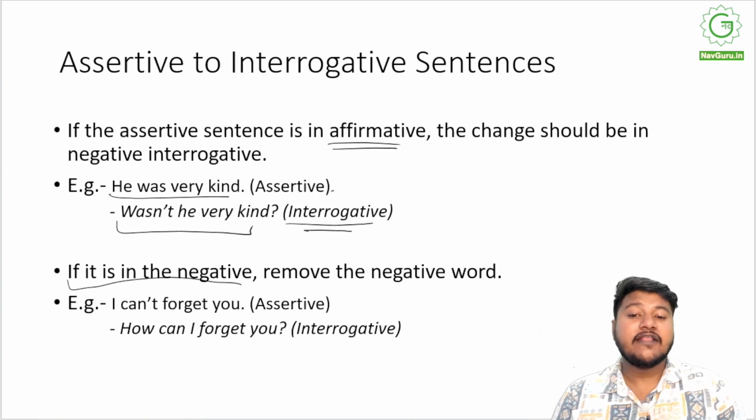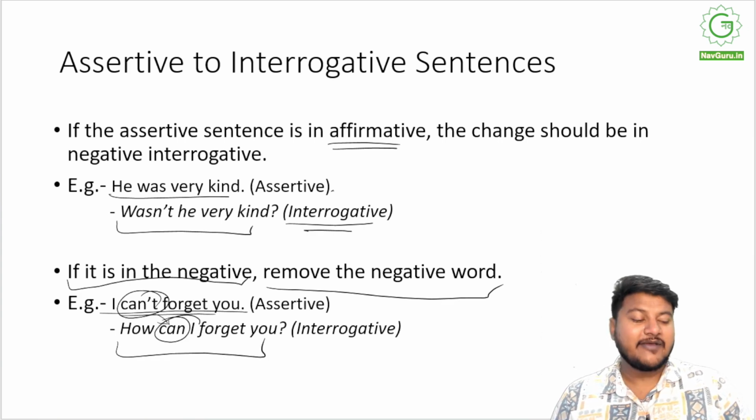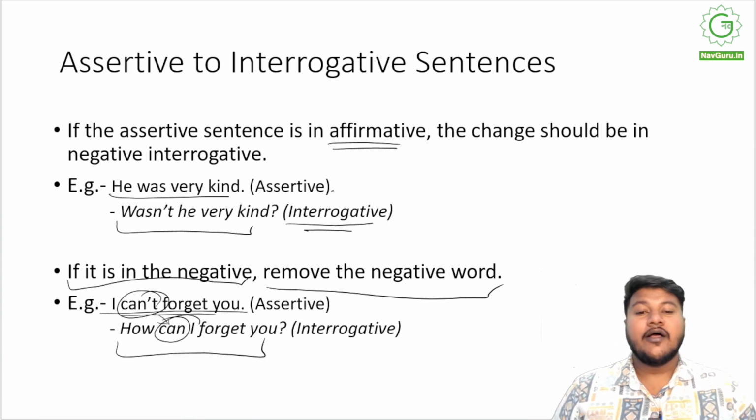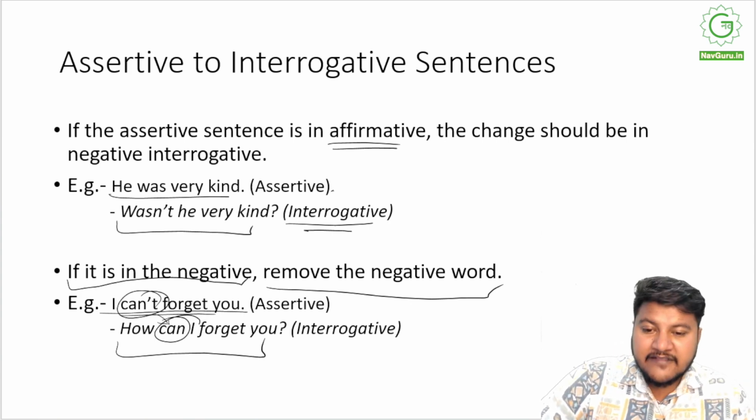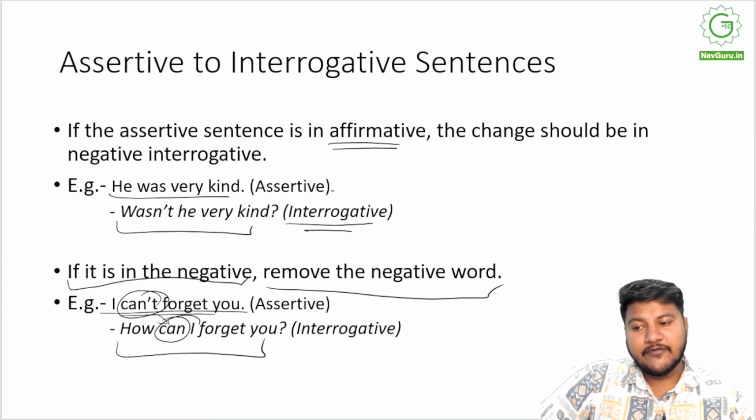And if it is already in the negative, then you have to simply remove the negative word before you change it. Like I can't forget you. You have to replace can't with its opposite, that is can. So how can I forget you? Now this becomes an interrogative sentence, while earlier it used to be an assertive one, right?